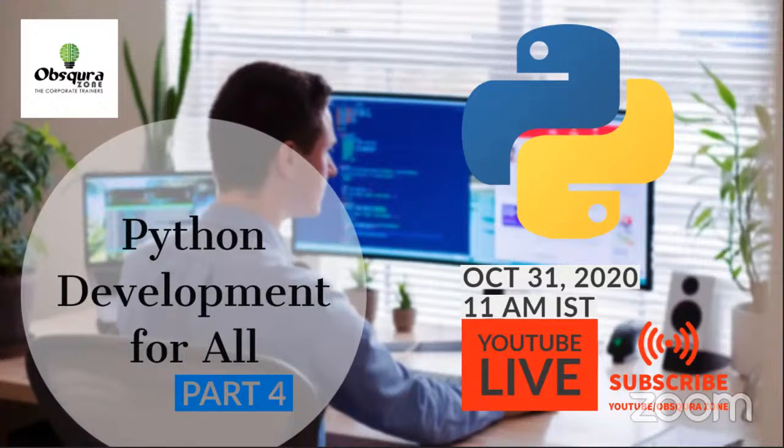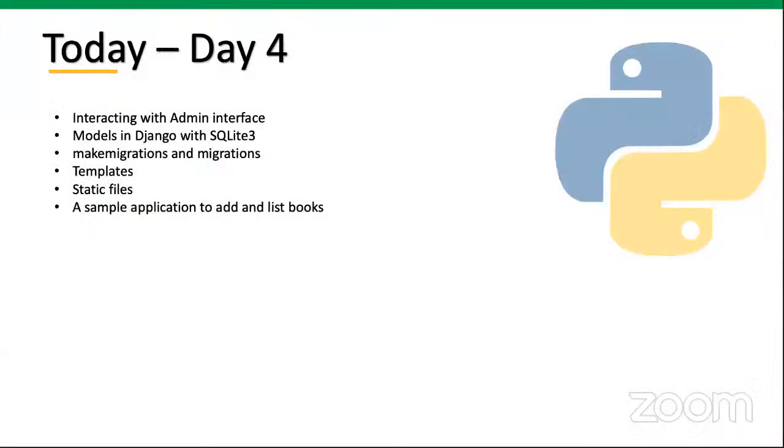Okay, so let's get started with the day 4 program. So what are we going to do today? First, we are going to see what the administrator interface for Django is. Then we will see how we can use models in Django, and integrate them with the SQLite3 database, and see how we interact with the database. Then we are going to deal with templates and static files, and by the end of this session, you will be developing a sample application on your own.